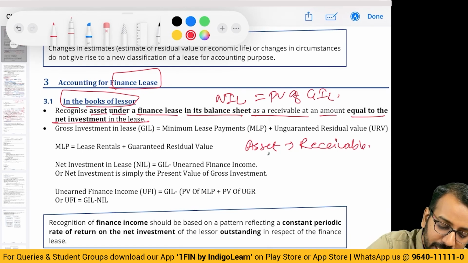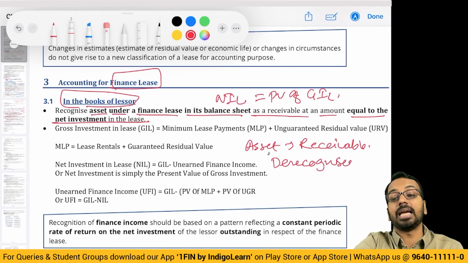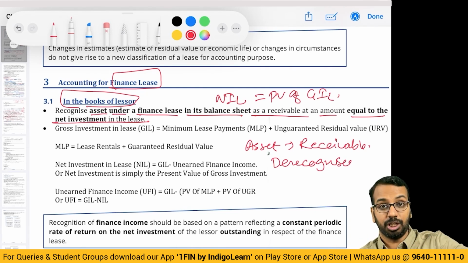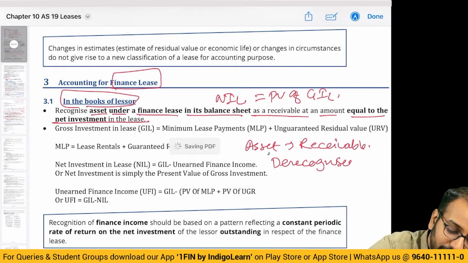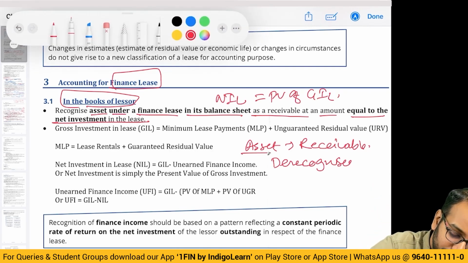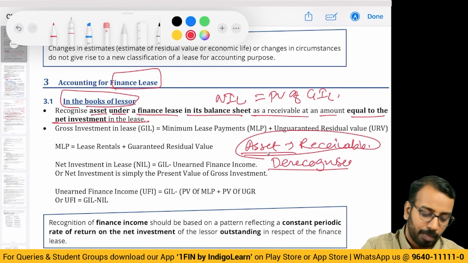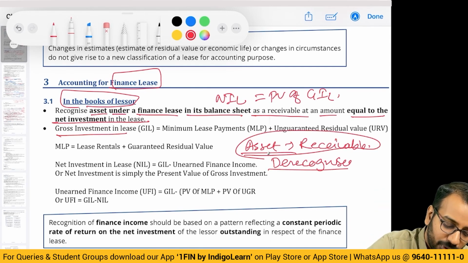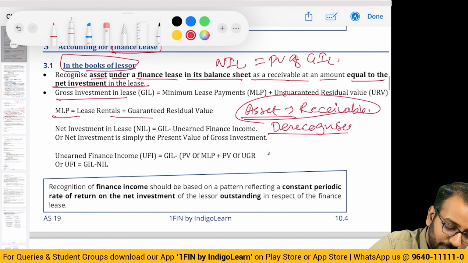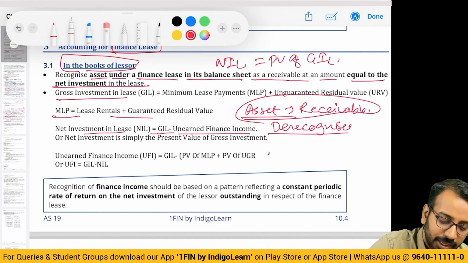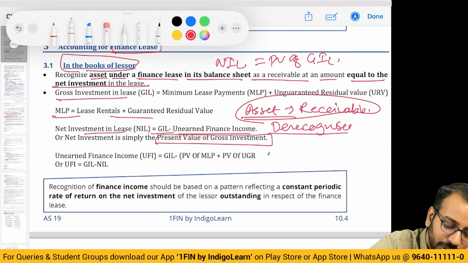and you will de-recognize whatever asset you already have in the books. For example, if I have a machine which I am giving out on lease, then I will recognize a receivable, and I will de-recognize the asset. Okay. So gross investment in lease we have already seen. Minimum lease payments also we have already seen. Net investment is gross investment in lease minus unearned finance income, or the present value of the gross investment.